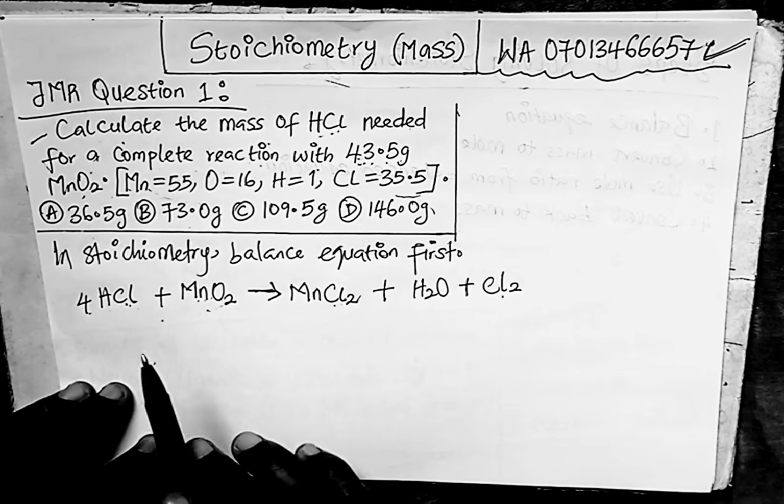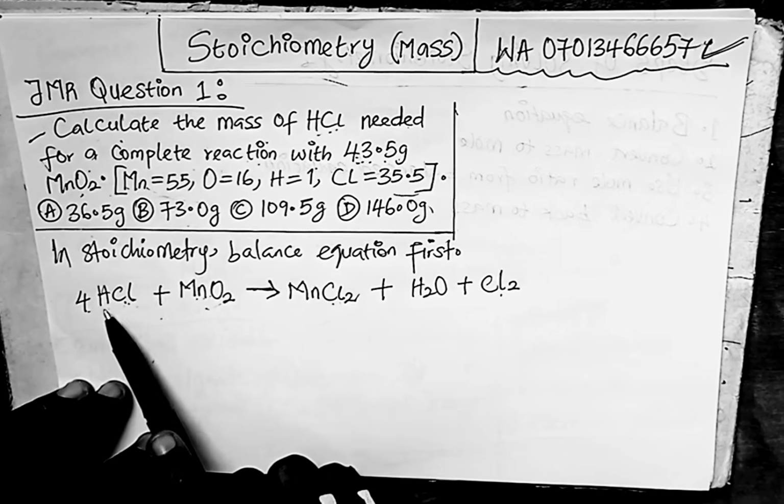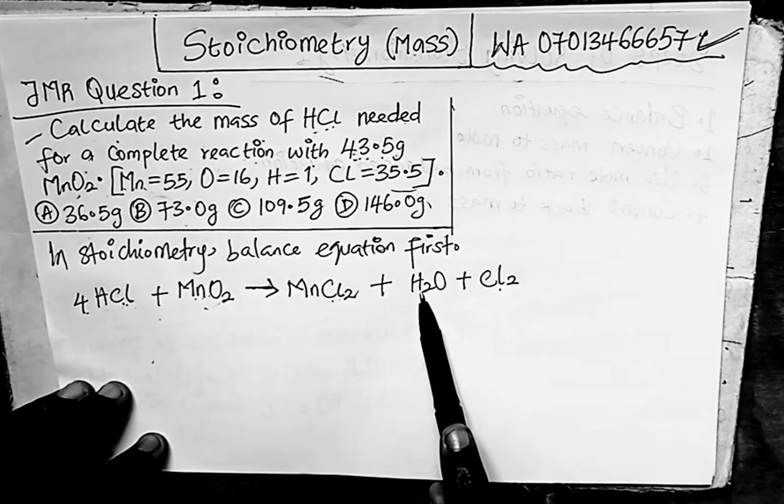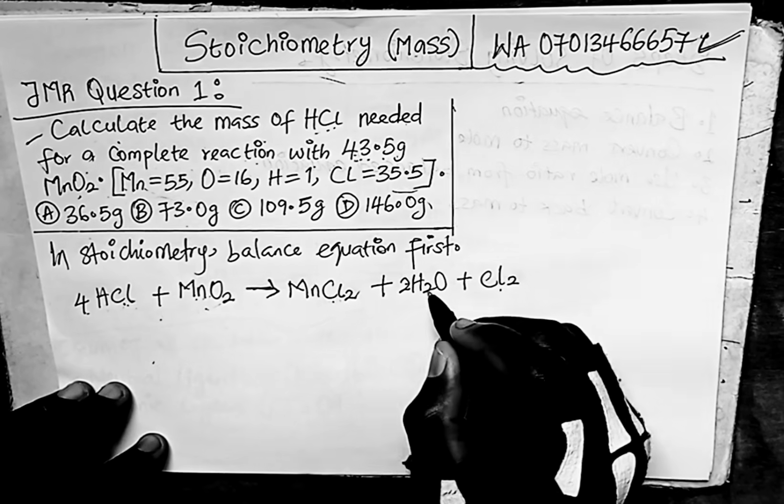We have 2 molecules here. That's 4, left side and the right side. What next? Hydrogen. Is hydrogen balanced? We have 4 hydrogen here. Here we have just 2 hydrogen. What are we going to do here? We just add 2 here. So that's 2 times 2 will give us 4.